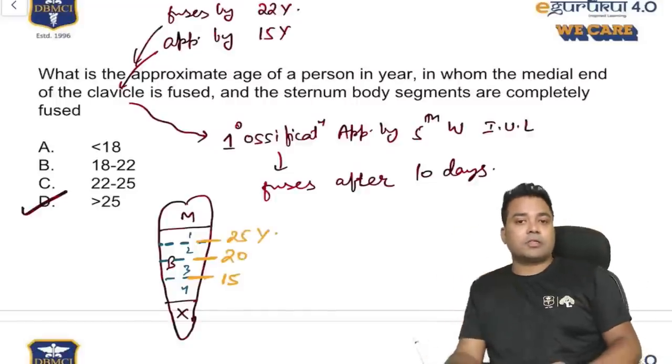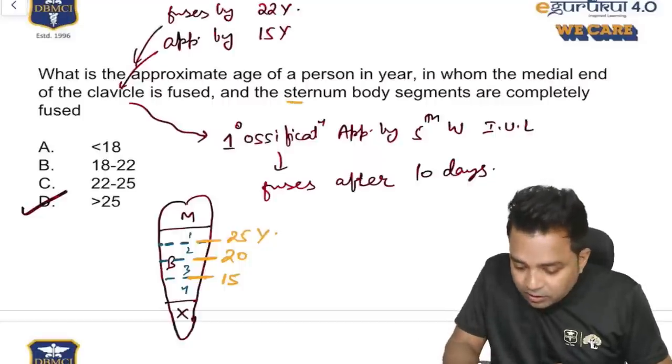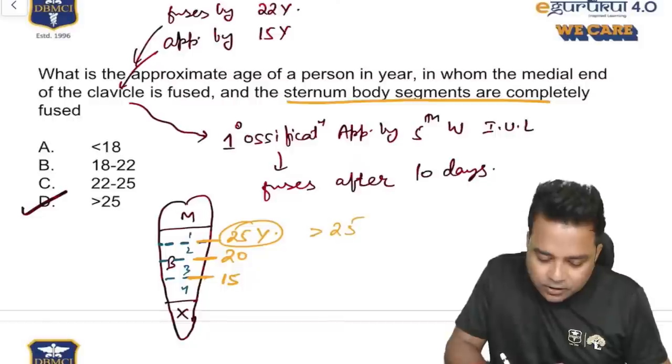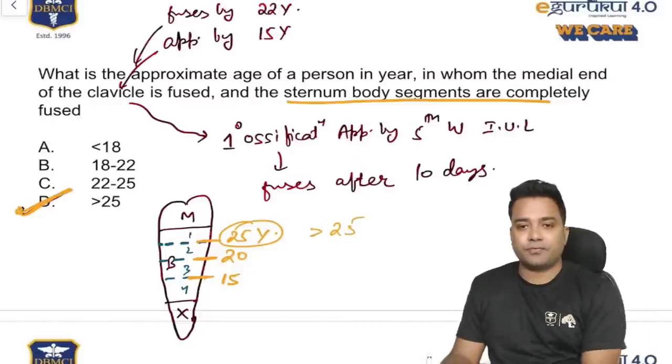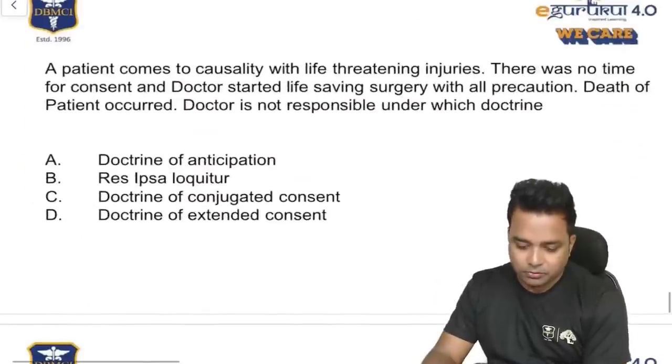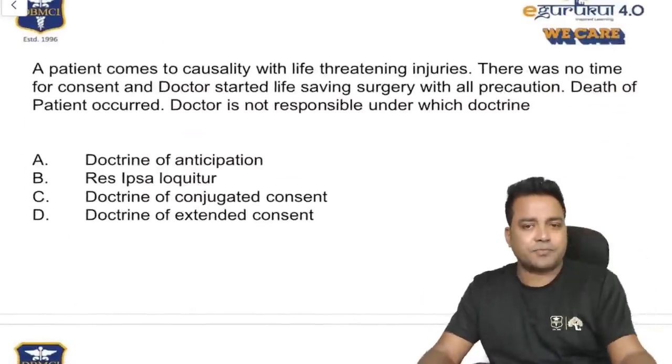So now look at the question. All the sternum body segments are fused. The person's age has to be more than 25. That's why our answer goes with more than. Now, come to this one. Now, few questions are left.